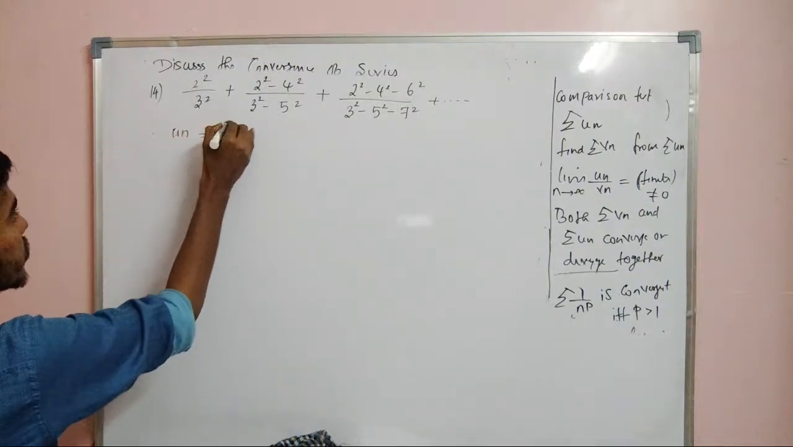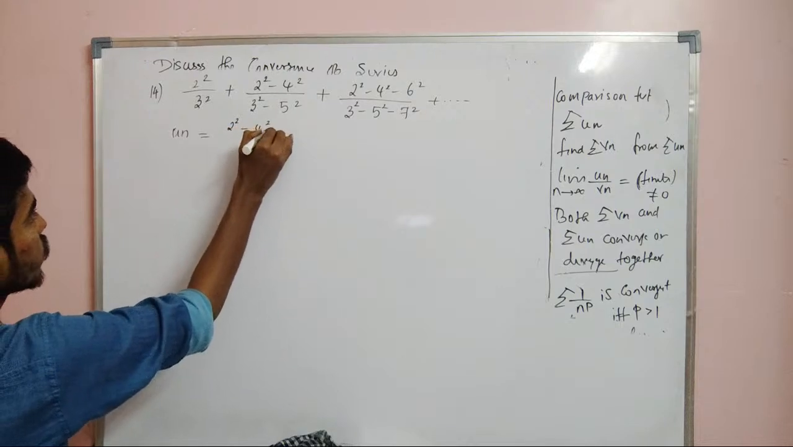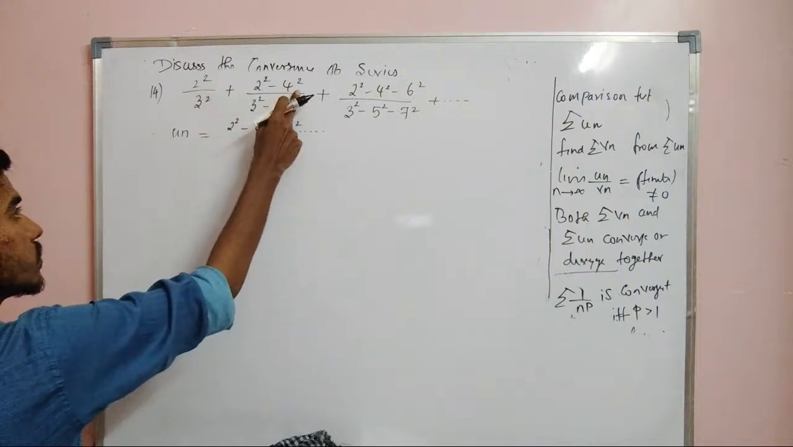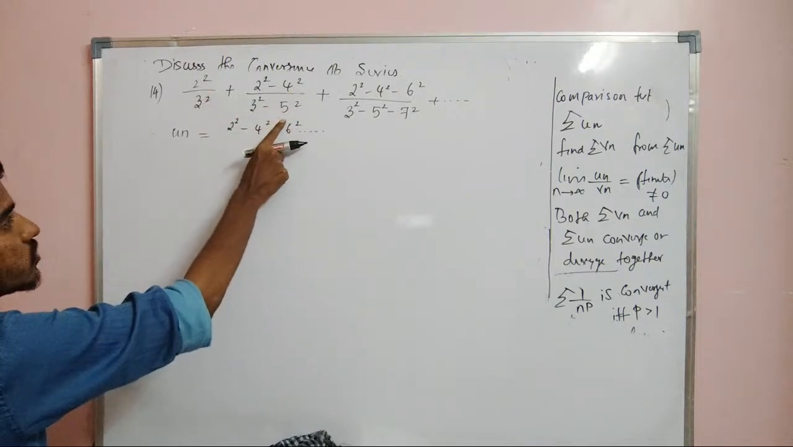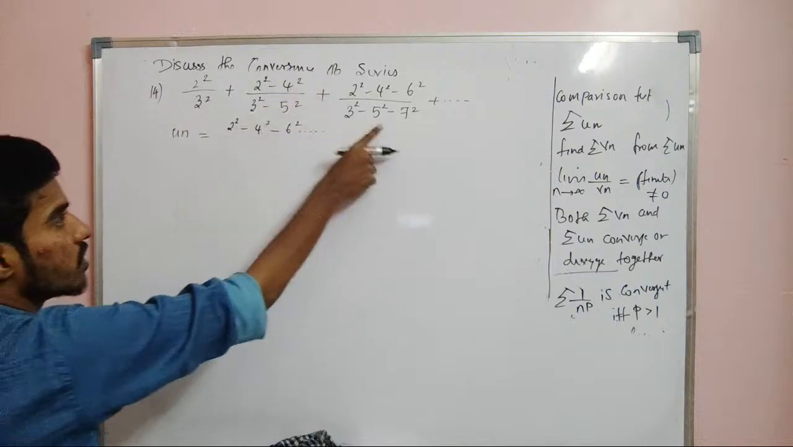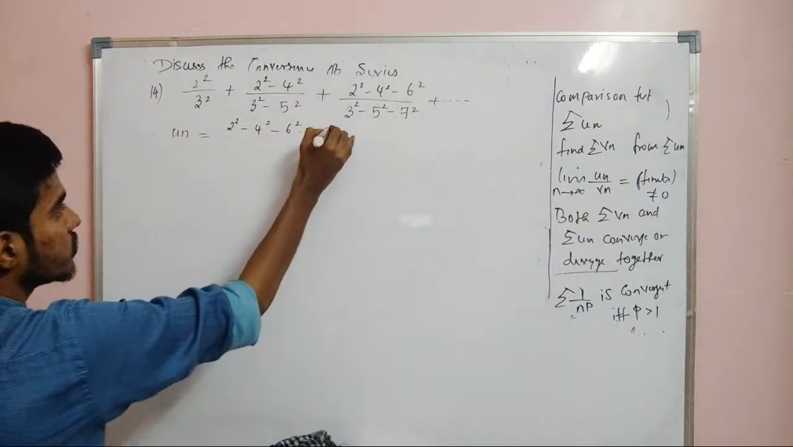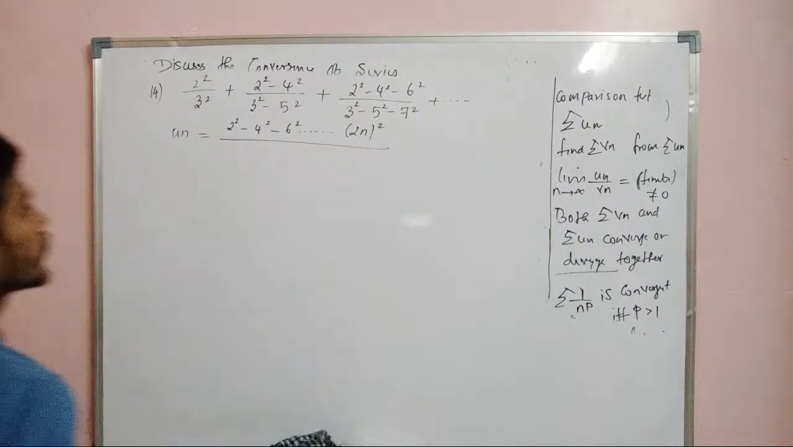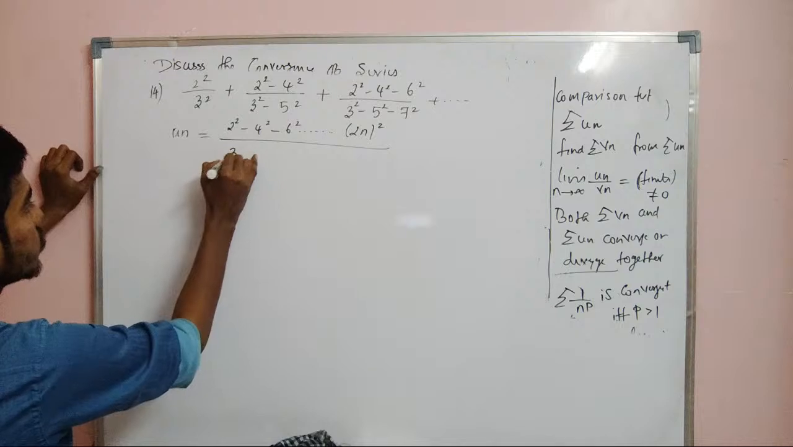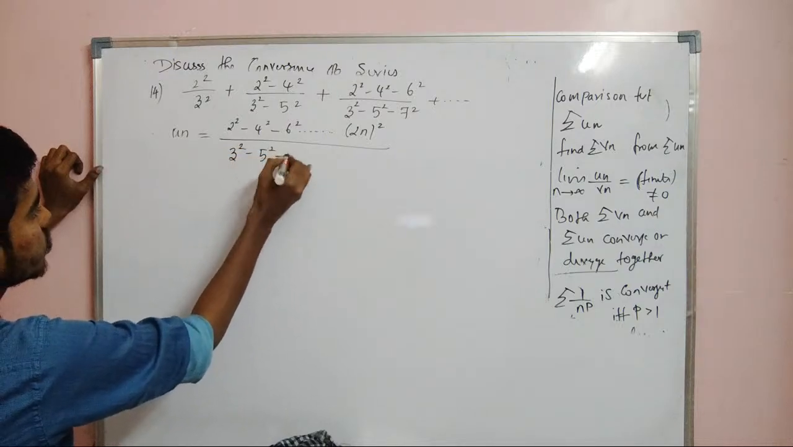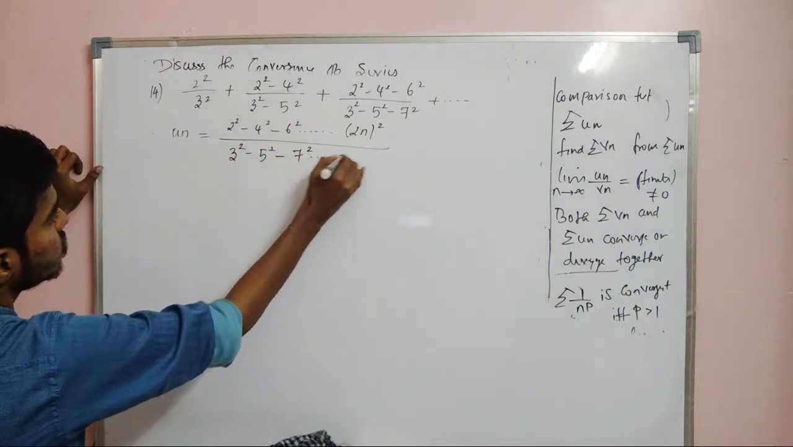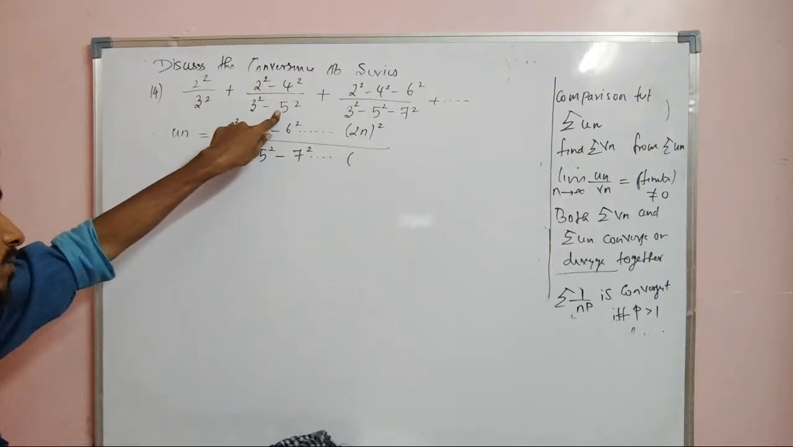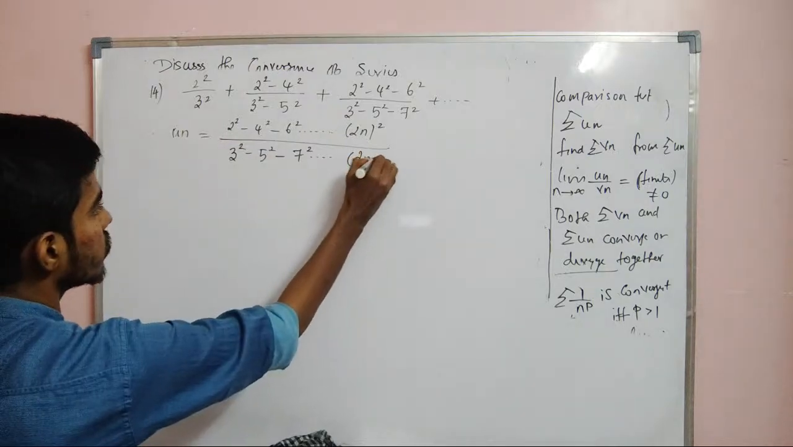So nth term is, you can see, 2 square minus 4 square minus 6 square and so on. So this stops at 2n, right? So if n is 2, it stops at 4. If n is equal to 3, it stops at 6. So this stops at 2n whole square, divided by 3 square minus 5 square minus 7 square and so on. So if n is equal to 2, this stops at 5. That means it stops at 2n plus 1 whole square, right?